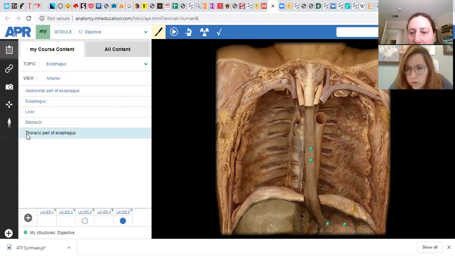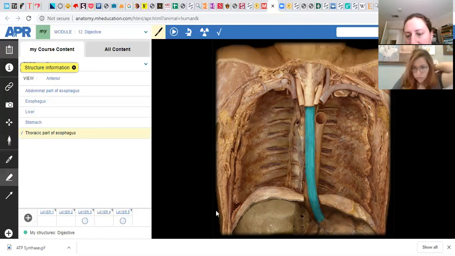So if you click on that, it should not have highlighted. That's great. Once it goes past the diaphragm, it's in the abdomen. So then the abdominal part, apparently we disagree on this, but the abdominal part is going to be below the diaphragm. So the lowest part. Okay. Yeah, because it's the part in the abdomen.